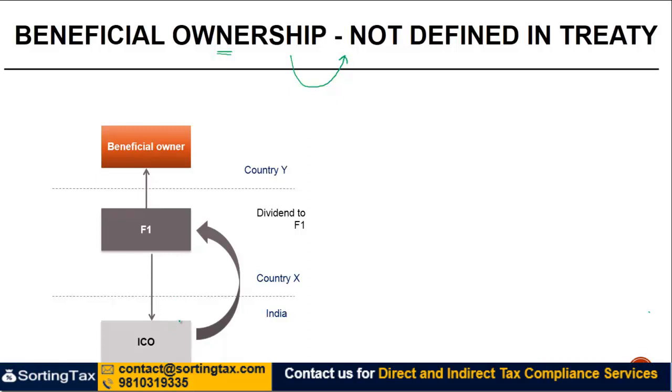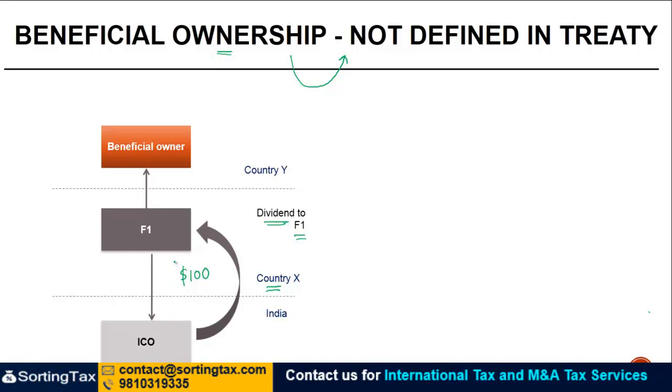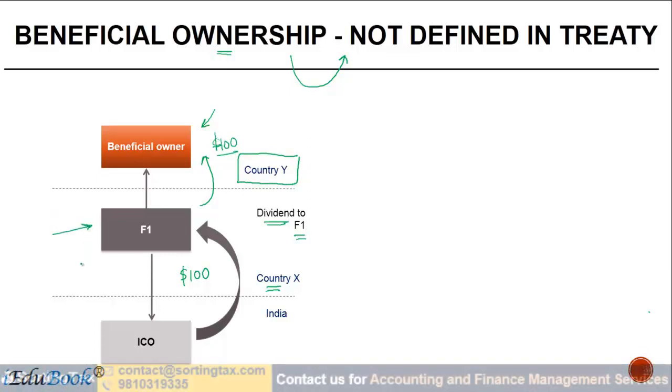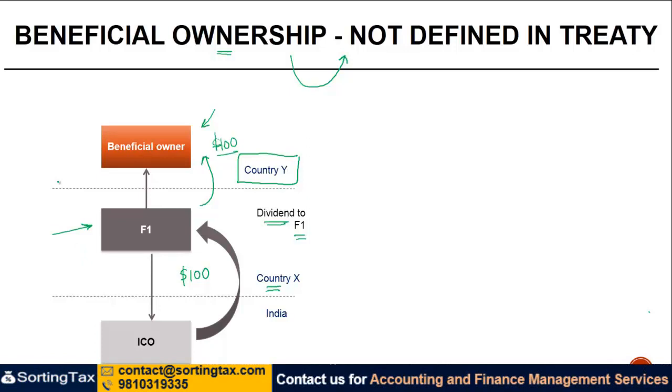Suppose the Indian company makes over a payment of dividend to F1, which is a foreign company, resident of country X. What F1 does is, the moment it gets, let's say, $100 from the Indian company as dividend, it immediately upstreams this entire $100 to its beneficial owner, which is a resident of country Y. F1 did not have any right to use this dividend income in any manner whatsoever. The moment it receives, it has an obligation to make it over to the beneficial owner. In such a case, the reduced taxation would not apply.